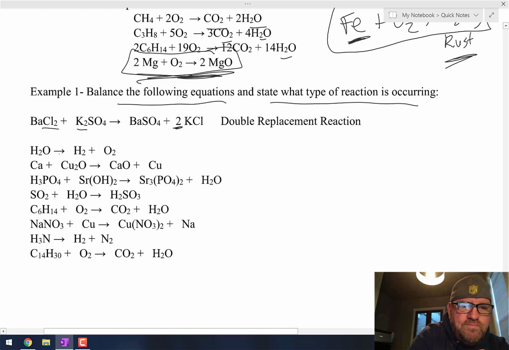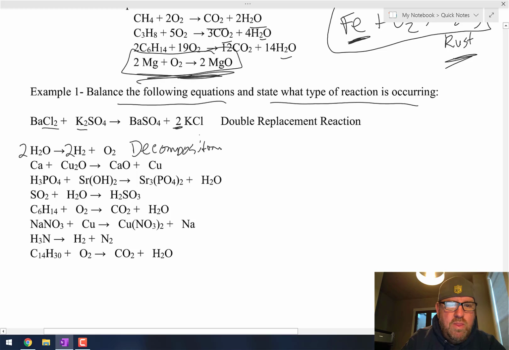Okay, so this first one here, H2O making H2 plus O2. We need a 2 here and a 2 here. It's now balanced. And we're starting with water, and that's breaking apart into hydrogen and oxygen. So that absolutely is a decomposition reaction.